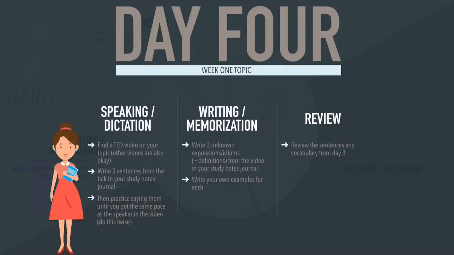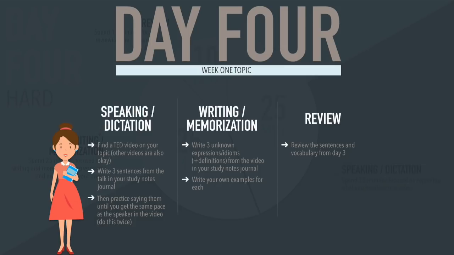So for the speaking and dictation, the first thing you're going to do is find a TED Talk or video on your topic, okay? Other videos are also okay, but I found that TED Talks are really helpful for English learners because they include the transcripts and they speak very well and very clearly, okay? All right, next, write 3 sentences from the talk in your study notes journal. Now remember, it doesn't matter which sentences they are. You can write any sentences you want from the talk.